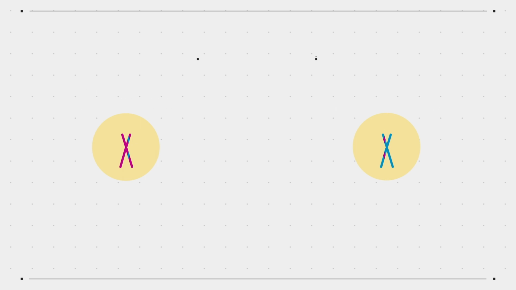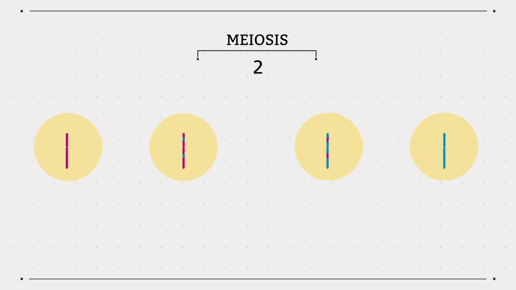The next stage is meiosis 2, where the daughter cells divide further but without duplicating the DNA. During this stage, the sister chromatids are pulled apart into separate daughter cells. This produces 4 secondary gametes, 2 from each primary gamete, each with 1 copy of every chromosome, half the number of chromosomes from the original germ cell.